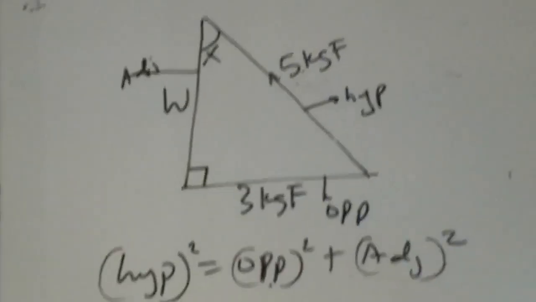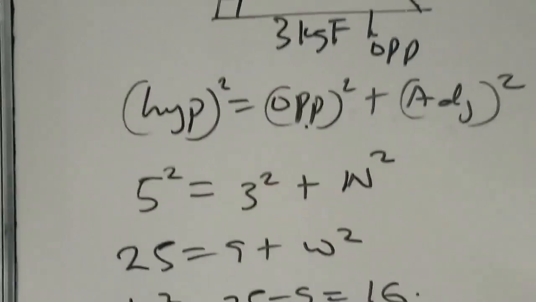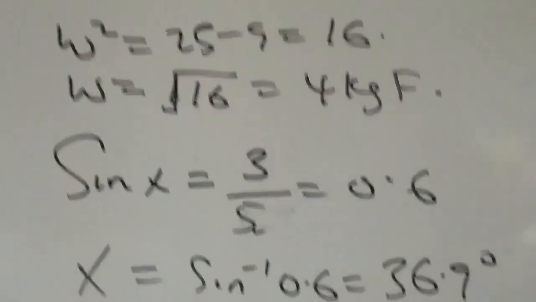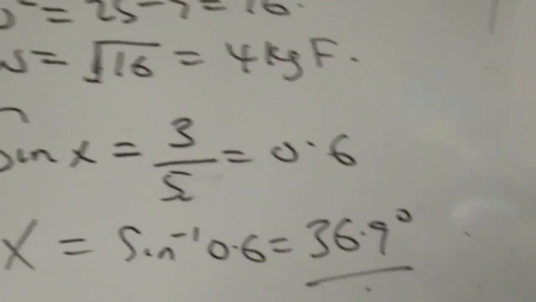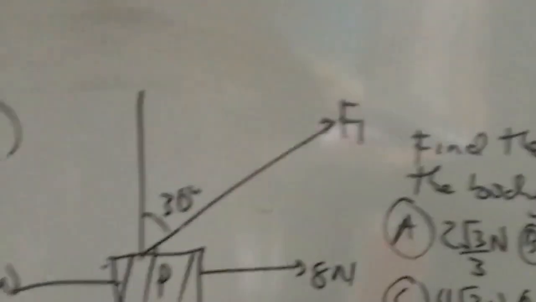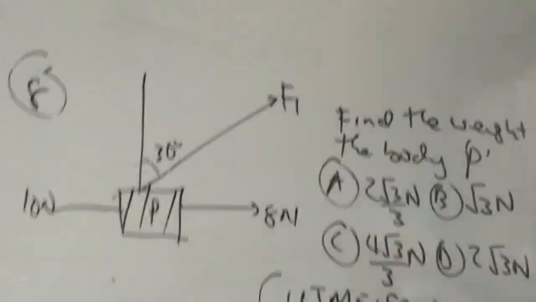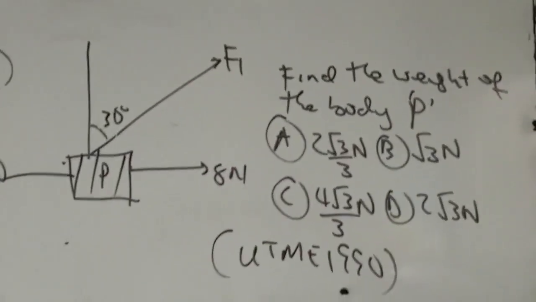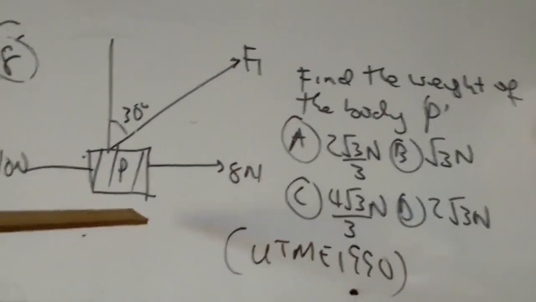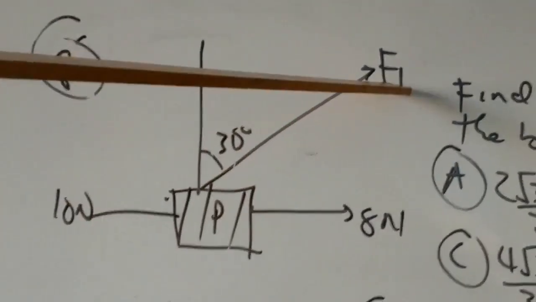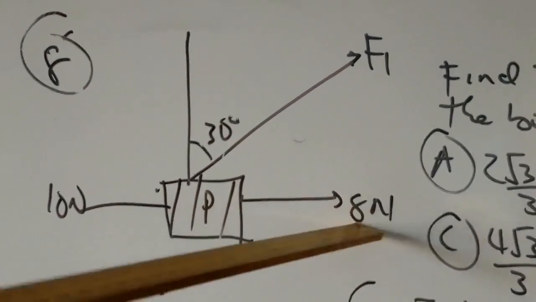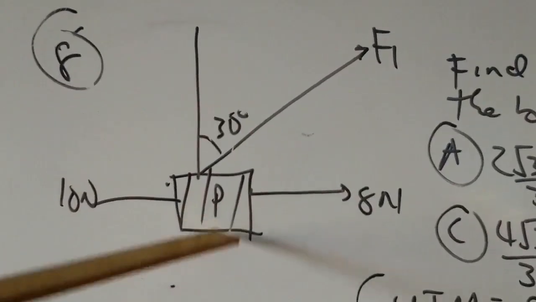That was the 1982 problem. We now look at the solution before we go to the last question of today. The last question of today is number 8, which we have done there. Okay, we have number 8 question here, which says we have a body P acted upon by 4 forces, F1, and two horizontal forces, 8 Newton and 10 Newton, acting on this body P. We have to find the weight of the body P.